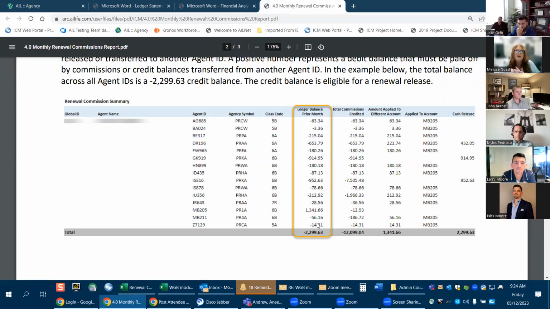So again, that's a common question that we receive, and that's the reason why we're adding some additional information to this report in ICM to help provide greater visibility into how we're applying the commissions. Also adding the chargebacks on lost business for each number is going to be really valuable and really helpful for the agent to understand what caused their renewals to change this month, or their ledger balances to increase this month.